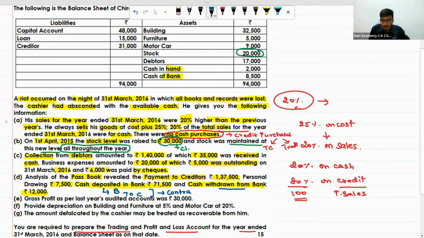Then cash withdrawn from the bank. It is a reversal entry, correct? Cash to bank. Here also we are going to go for contra entries. Both twofold adjustments should be done in my cash book.